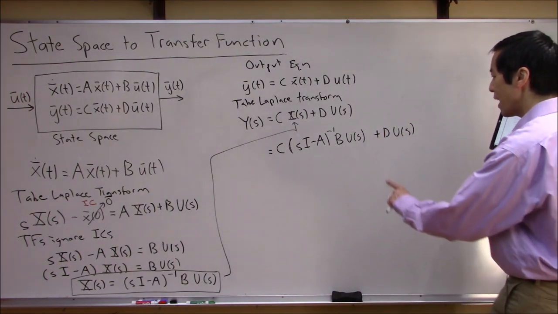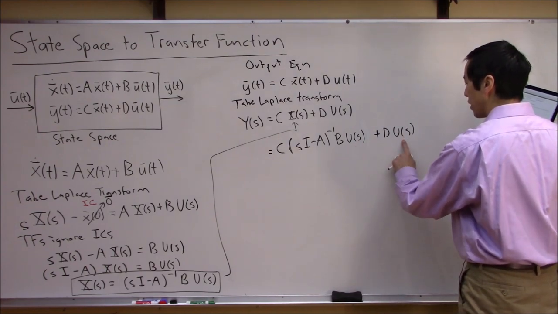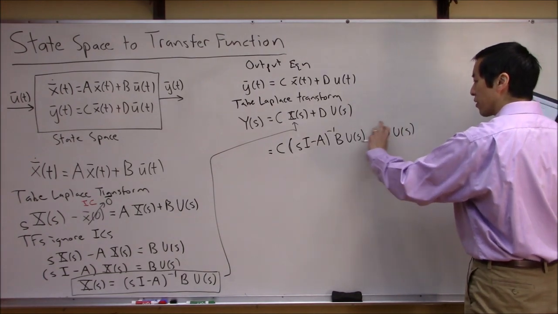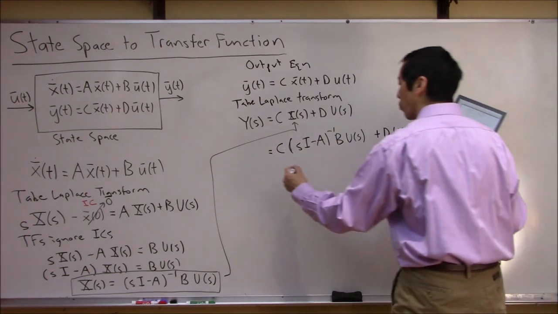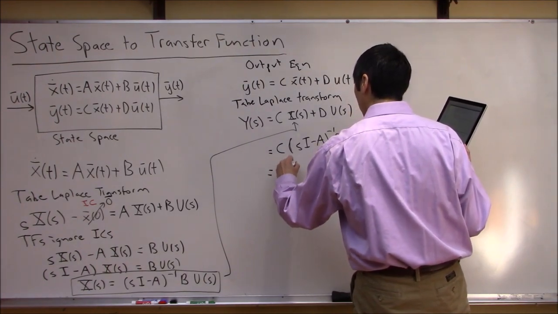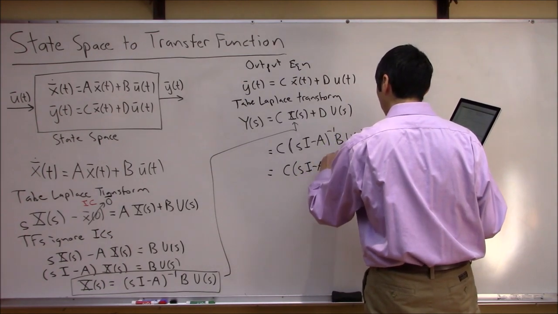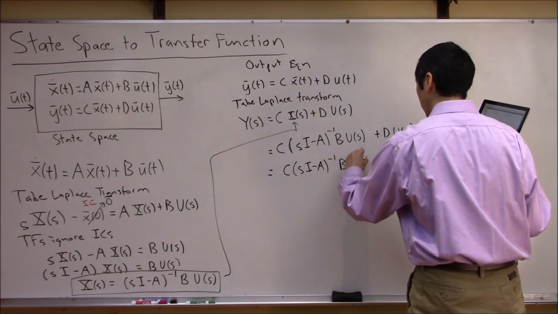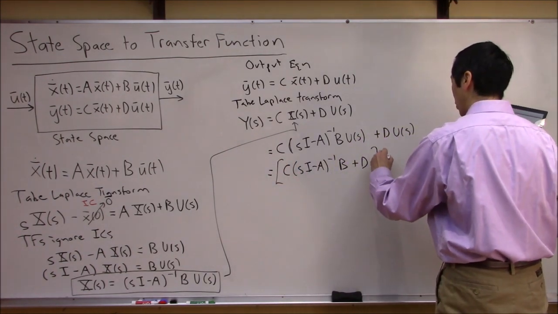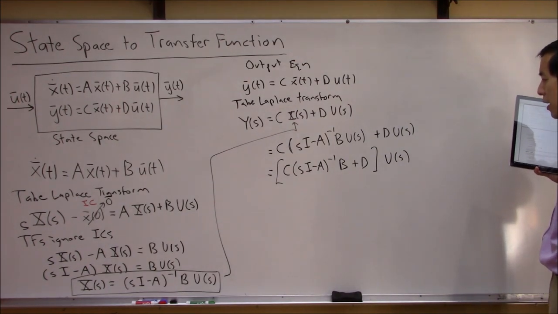Now, again, check this out. Look, U and U is right here, and we're going to play the same trick. I'm going to pull them out, keeping in mind this is a matrix equation. Let's pull them out on the right side. So we end up with C times the quantity SI minus A inverse B, and then plus D. And now I need to put some parentheses in because I'm pulling out U of S on the far side. Would everyone agree that's the same thing?